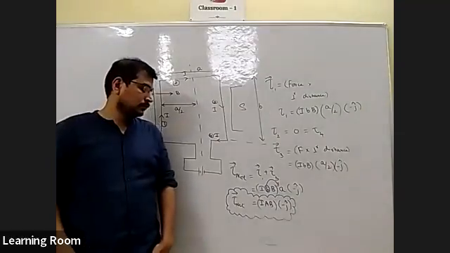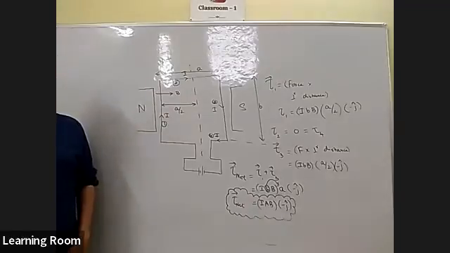So how will you find A and B? It will be pi r square. It will be the area of that particular sheet.